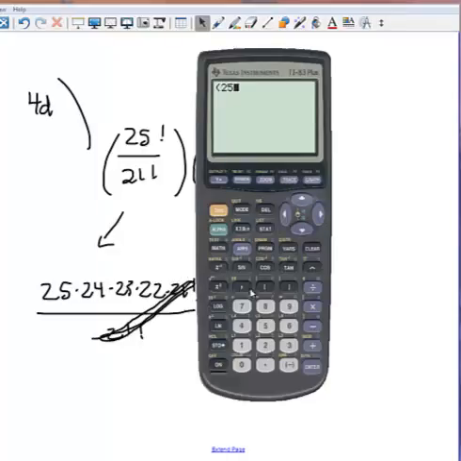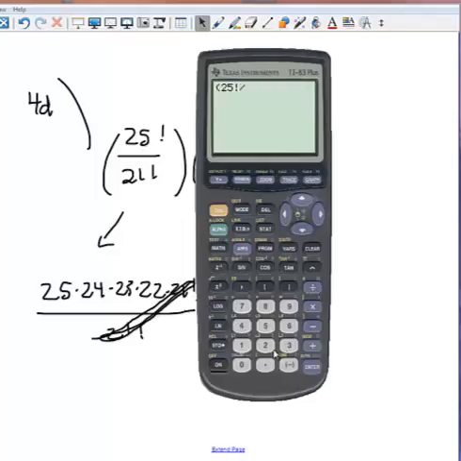So 25, now my factorial key is, let me think, where is it? There we go. Okay, so let me show you where I found it. The factorial key is under your math button, and then you move over to probability. So you can move 3 times to the right, or I just like to go to the left 1 time. And there it is, number 4 there, factorial.